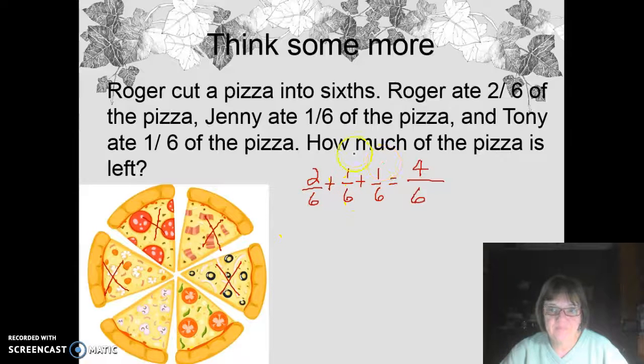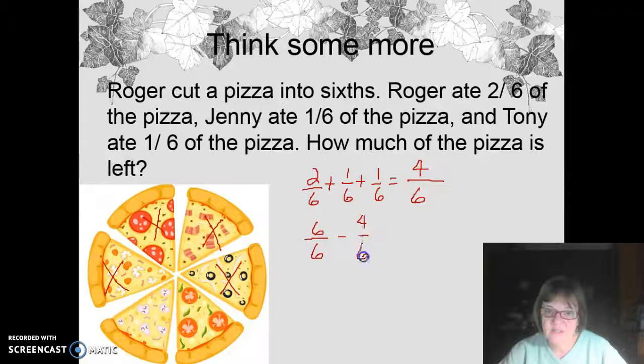But how would we do this if we didn't have a nice picture or if the fractions were weirder and harder to visualize? Well, how much pizza is left? That means we subtract. So how many pieces of this pizza did we have to start with? Well, we had 6. The whole pizza was cut into 6. So this is actually a 1, right? 6/6 is 1. We subtract the 4/6.